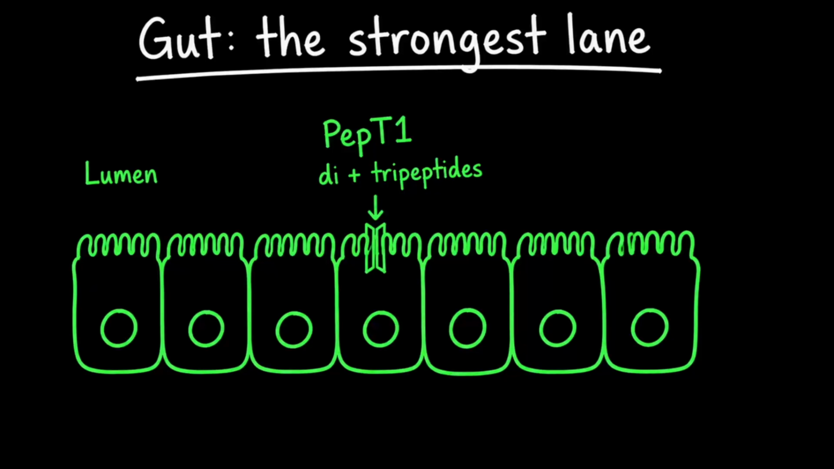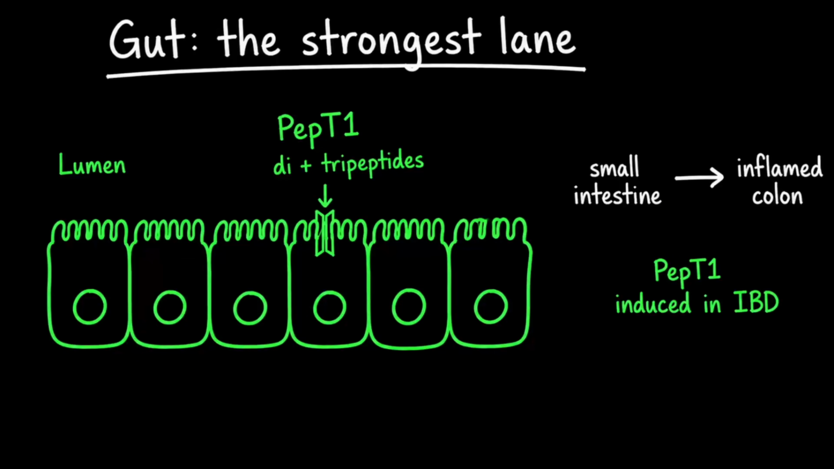The gut is KPV's strongest lane here because it connects the molecule to a transporter as well as to some disease models. So the key gate here is something called PepT1. It's a transporter that carries di, or 2 amino acid couplings, or 3 amino acid peptides across the gut lining. So this is exactly the kind of door a tripeptide like KPV can use here. And normally PepT1 lives in the small intestine, but the crucial point here is that PepT1 can be induced in the colon during inflammatory bowel disease. So the inflamed tissue itself opens a door KPV can enter through.